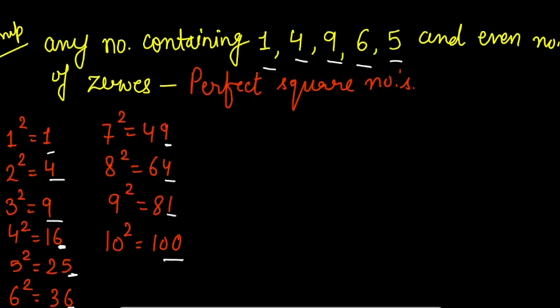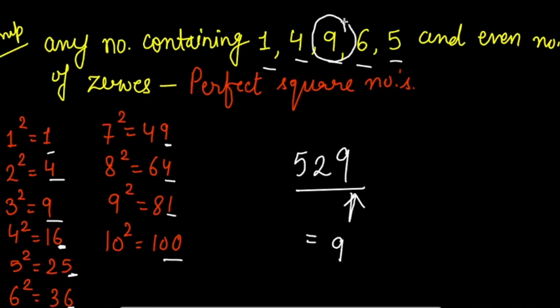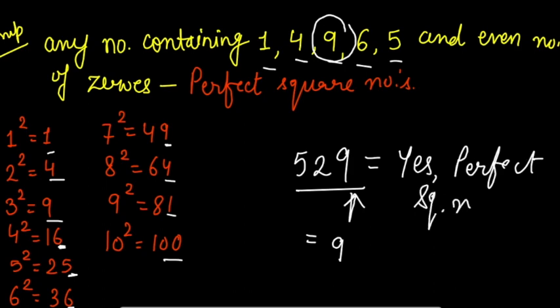So for such numbers, if I give you the square root of 529 and ask whether it is a perfect square number or not, only by looking at the unit place digit, which in this case is 9, and we know 9 is listed here, we know it is going to be a perfect square number. Yes, it's a perfect square number.